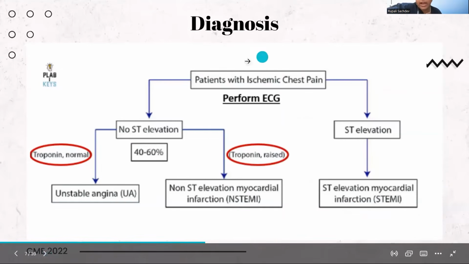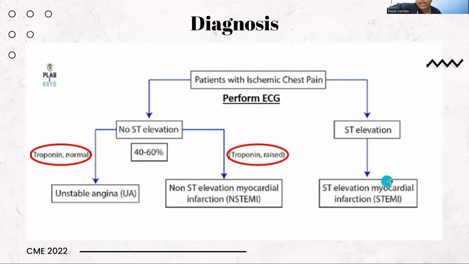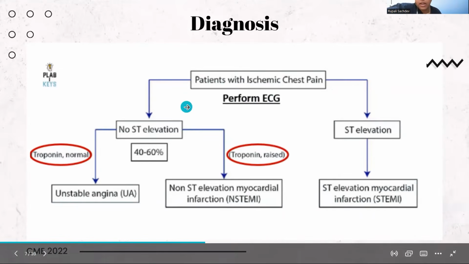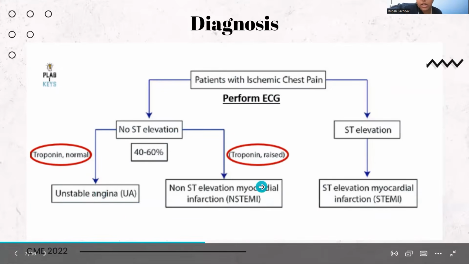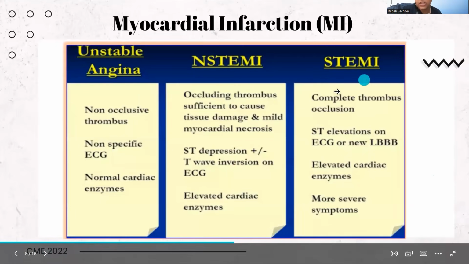Okay, so we have a patient with ischemic chest pain. We've done an ECG. We got an ST elevation. It's an ST elevation MI. If we did not get an ST elevation, we did a TROP-T, and based on its result, if we got a normal TROP-T, that means negative, it is unstable angina. If the TROP-T is positive, that means it's a non-ST elevation MI. Very simple algorithm, very simple flowchart. The more patients you see with practice, it will get easier. And this is essentially what the differences are.